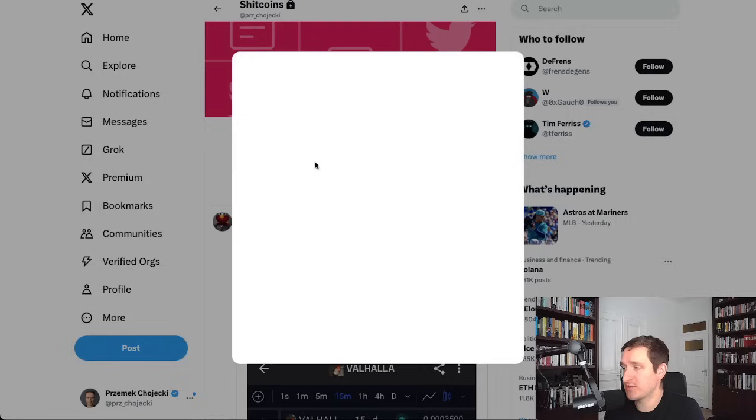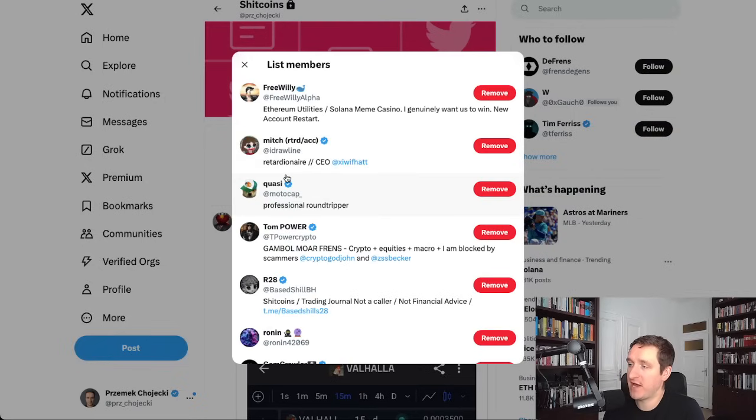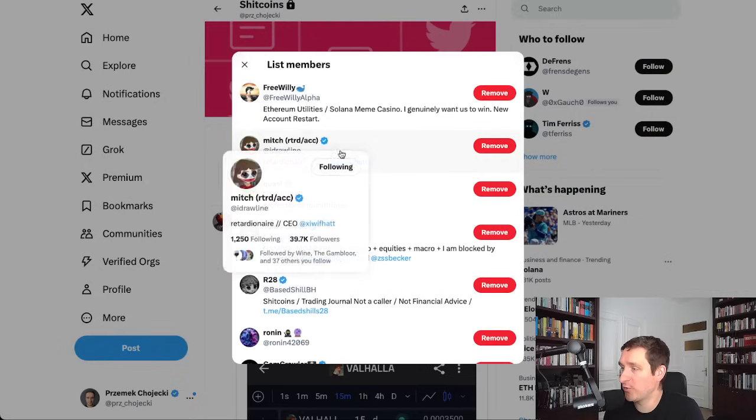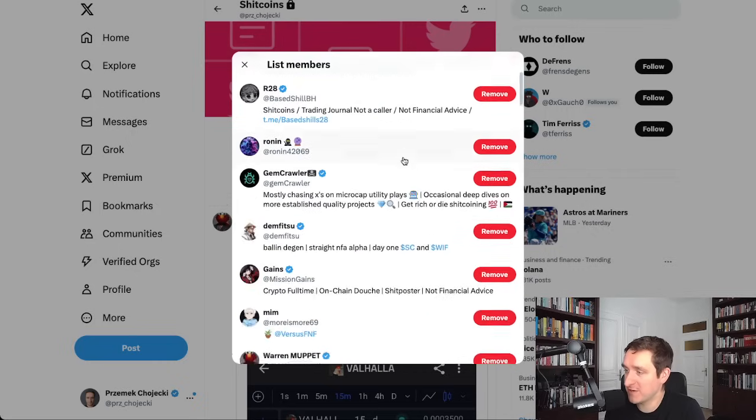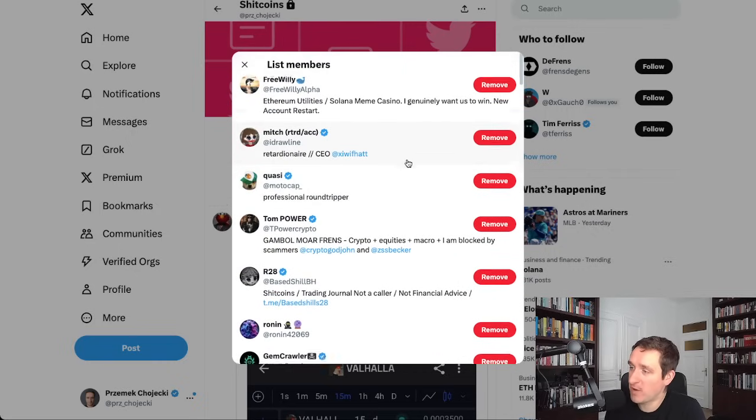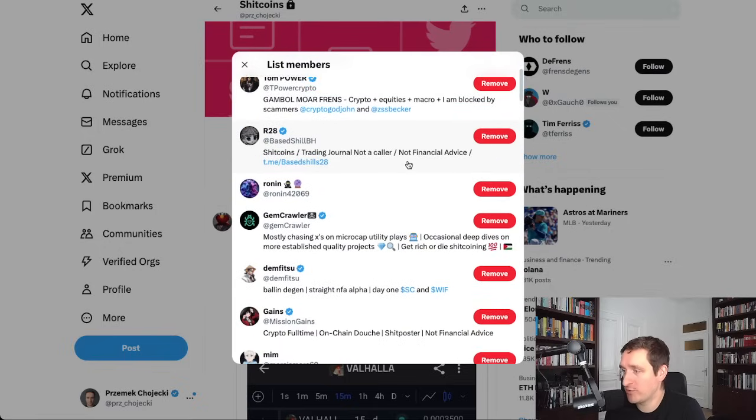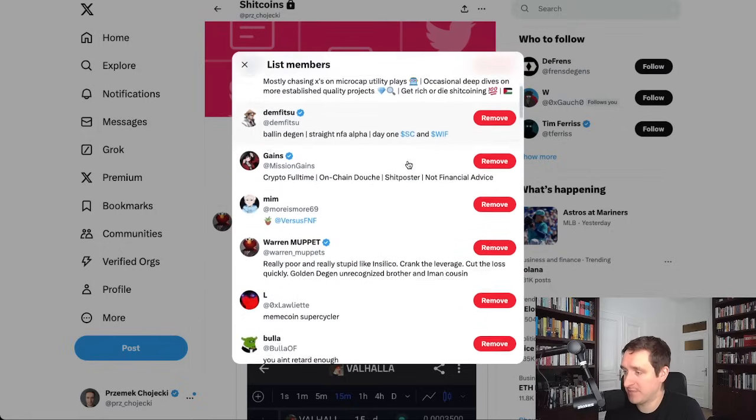So this is also interesting because smaller accounts is where the alpha is. Many of those actually did make it. So for example, Mitch that I was showing you, but there are a couple of other people that are still hungry and showing different stuff. So I'm going to scroll through the list. If you want to know them and then keep on following them, definitely please do.